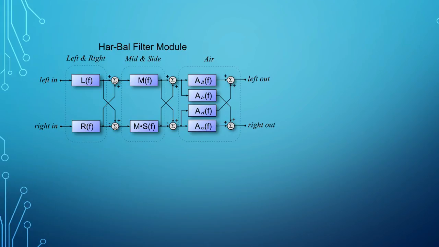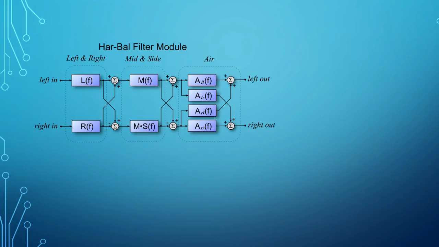After filtering, the mid-side representation is converted back to a left-right representation and finally filtered by 4 air filters. These filters provide the hash zone ambience processing in the same manner as a stereo reverb unit does, although how the impulse responses are arrived at is different.